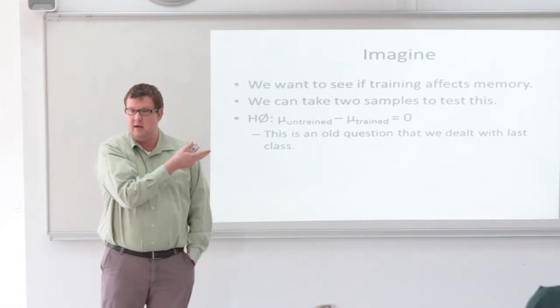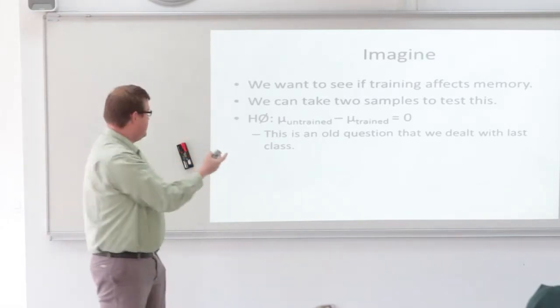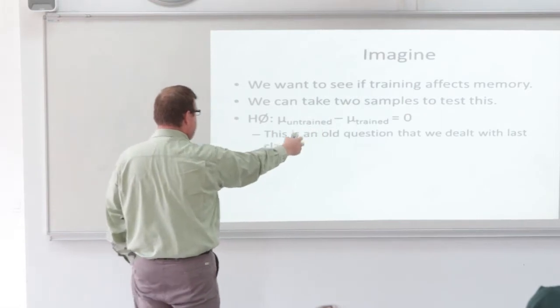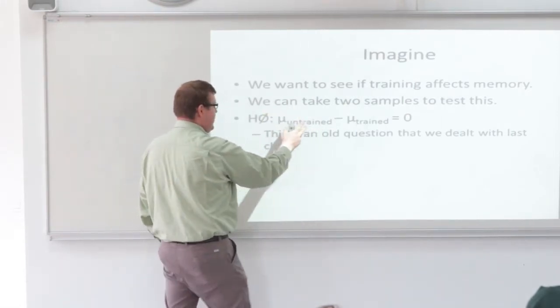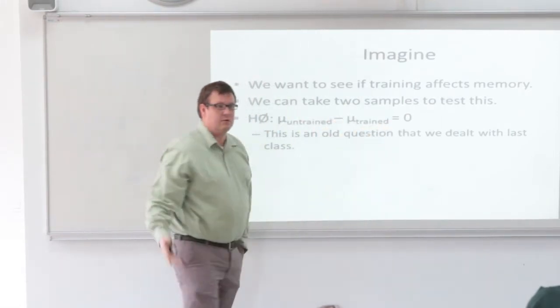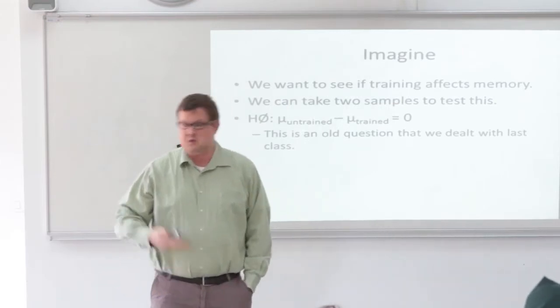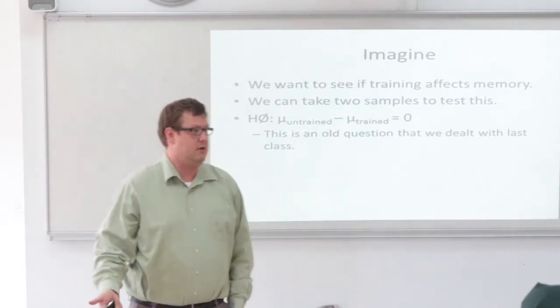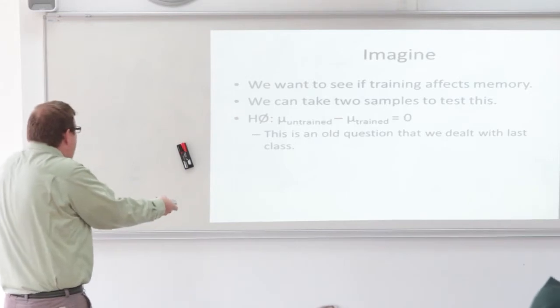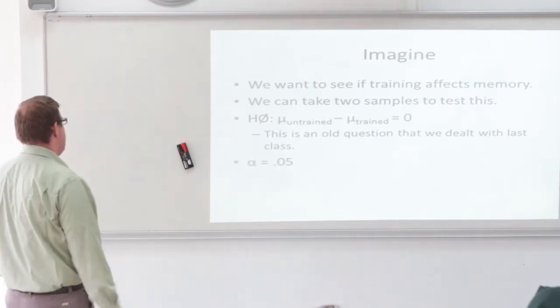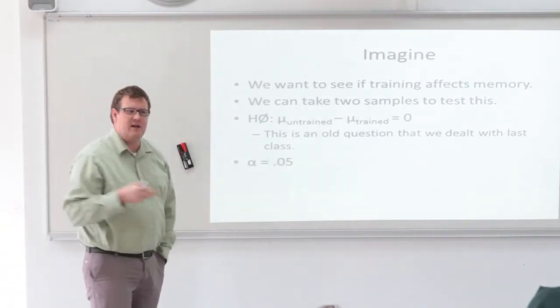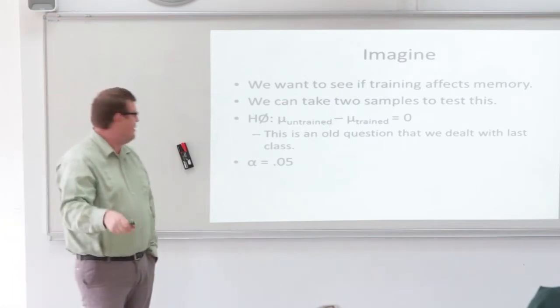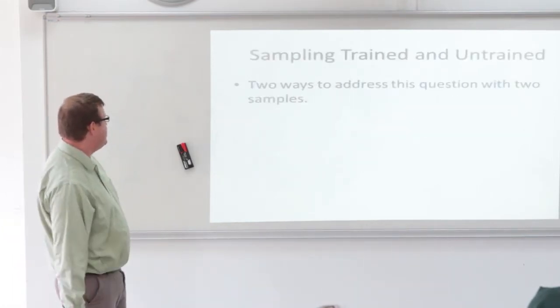So our null hypothesis, this is an old null hypothesis. This is what we had last class, right? This is a hypothesis about the difference between means. The mean of the untrained minus the mean of the trained equals 0. Training doesn't affect memory, okay? This is an old question. We dealt with this last class. Let's say that alpha is going to equal 0.05 for the remainder of this lecture, since that's tradition.